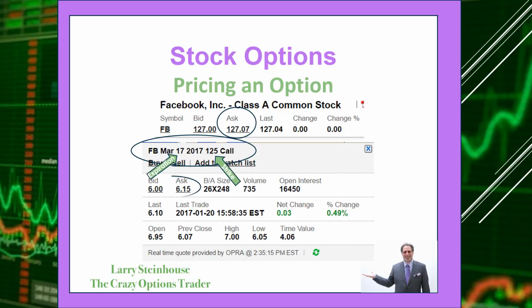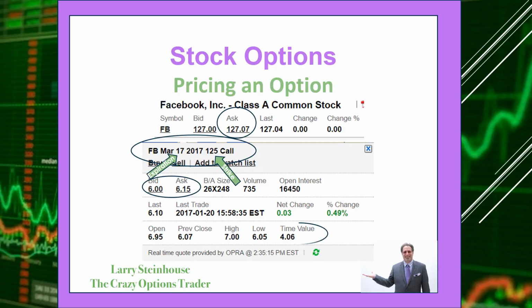Here is the current bid and ask. So someone says, hey, I'll pay you $6 for this option, a 125 strike price option that expires March 17th, 2017. All right. However, somebody else is saying, well, I want you to pay $6.15. So they may meet in the middle. But either way, let's go through this and see where this goes.